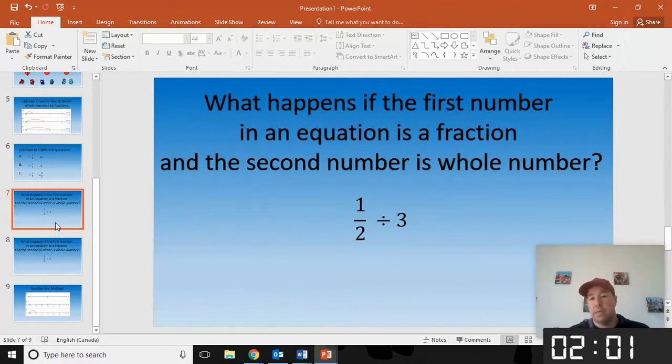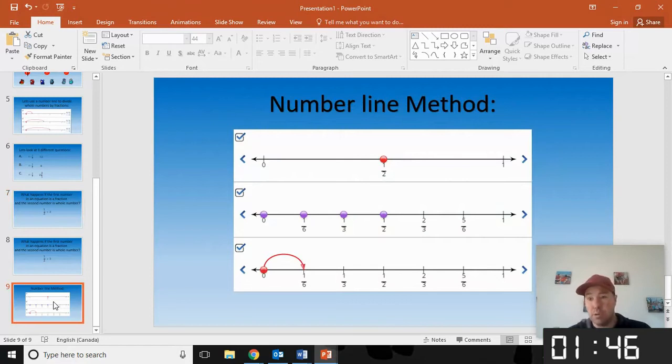Now, take a look at this question right here. What happens if the first number in an equation is a fraction and the second number is a whole number? So in this case, you have half a slice of pizza left and you want to share it with 3 people. Well, that's where it gets a little more complicated.